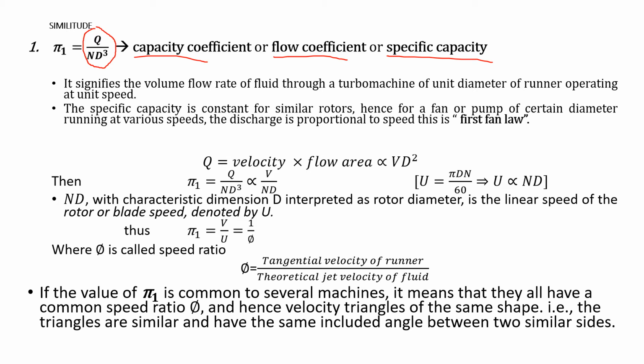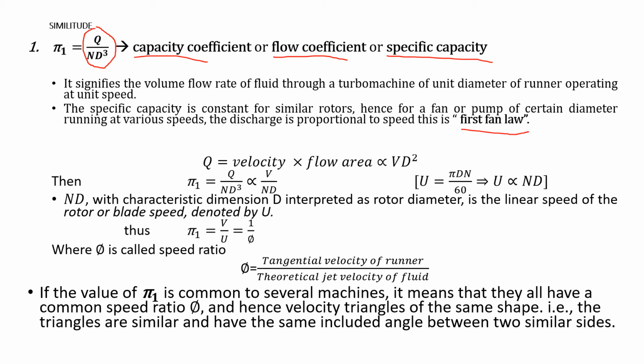For example, consider a fan or pump of certain diameter running at various speeds. Then the discharge is proportional to the speed. For a fixed diameter rotor, the volume flow rate of the fluid is proportional to the speed. This we call the first fan law. We'll study this in depth at a later stage. Now let us go further into the discussion.